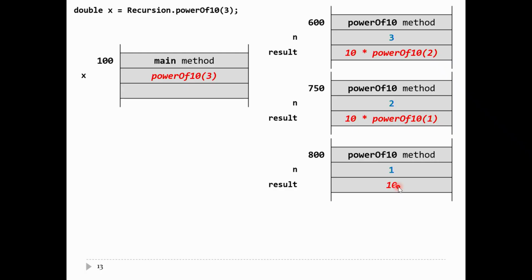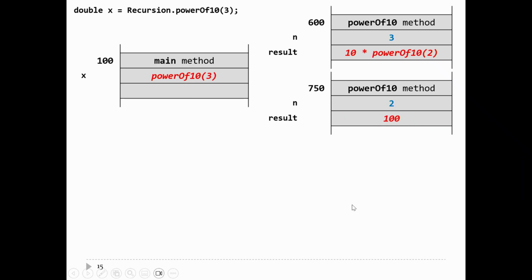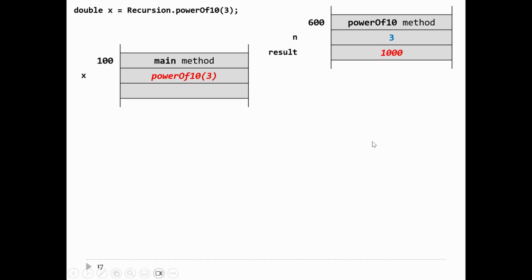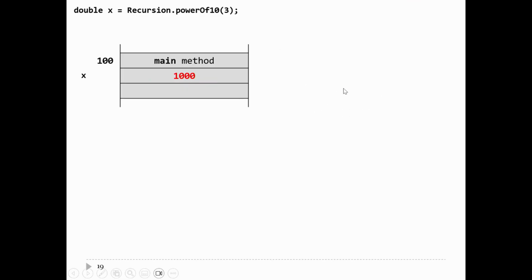So we now have an answer for this result, so we can pass that answer back up to the previous version of power of 10. This one's now done, so it can disappear. We now have 100 here, so we can pass that value back to the previous power of 10. This one's done, so it can go away. That's now 1,000, so we now have an answer here, which we can return back to the caller over here. And now this method is done, so it can go away.